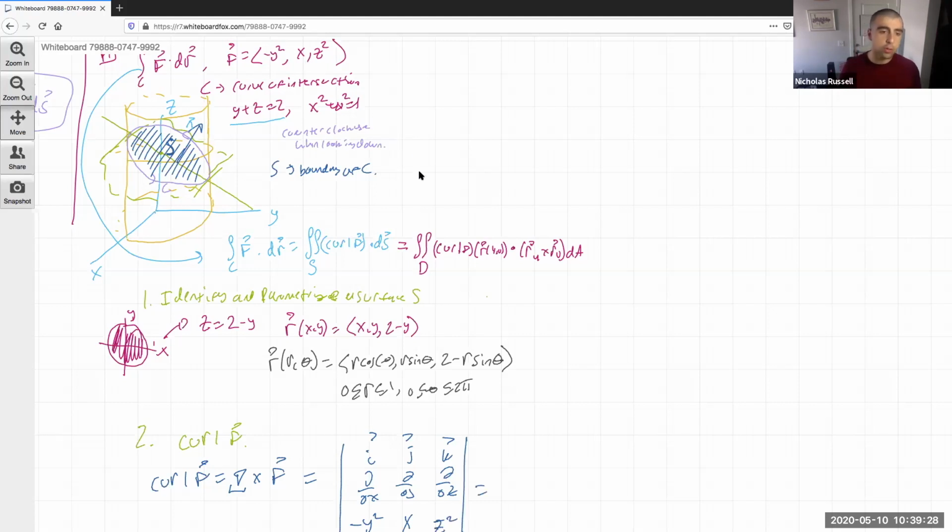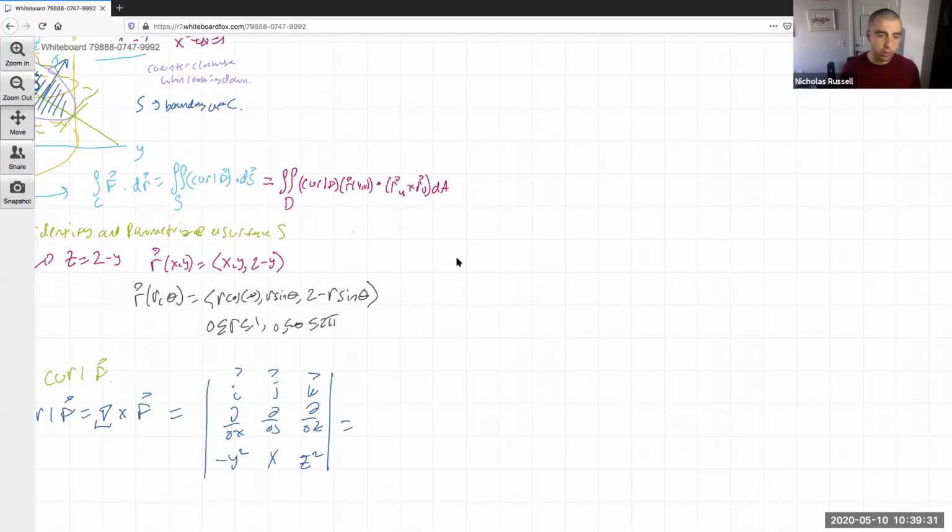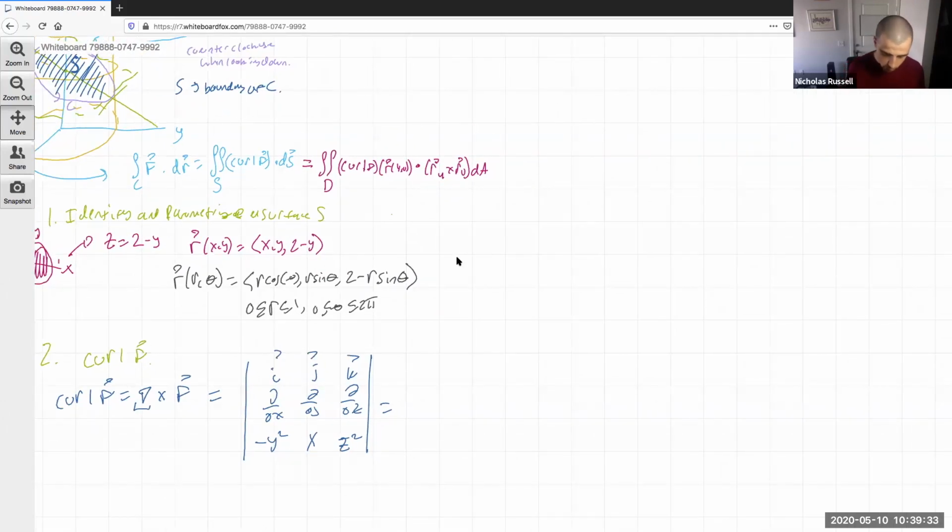Okay, so now let us try to calculate this curl. To calculate this curl, the i component is going to be, I'll write this out very formally just so we can see it, the derivative of z squared with respect to y minus the derivative of x with respect to z. Then next, the j component is going to be the derivative of negative y squared with respect to z, minus the derivative of z squared with respect to x.